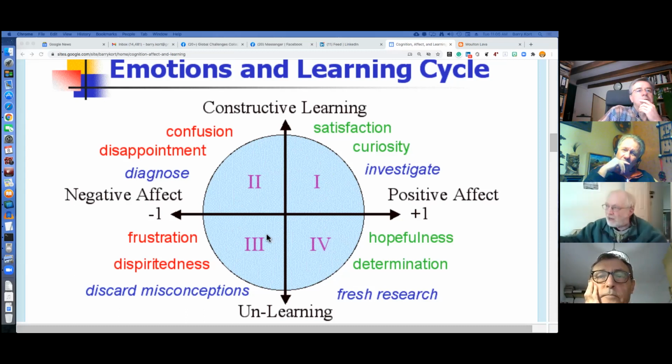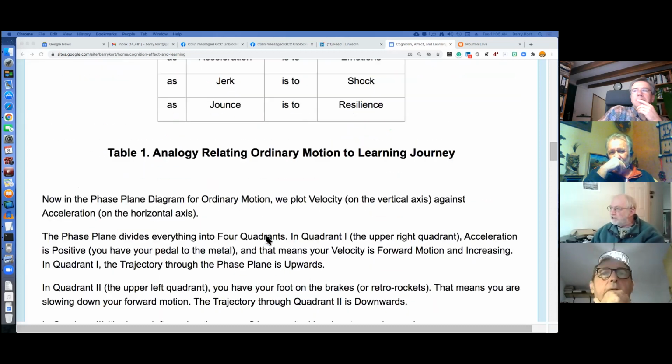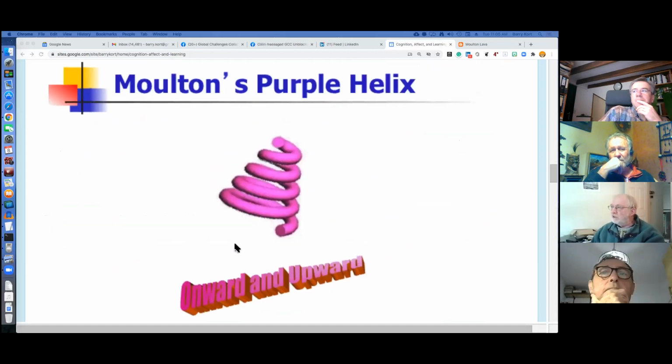If I now add the knowledge axis as the third dimension coming out of the paper, then I get the spiral. And that's down here. You get the helical spiral, which is the Excelsior spiral, onward and upward. So you have emotions on this axis, front to back you have learning, and upward you have gaining ground, gaining net knowledge. But you don't gain net knowledge monotonically.